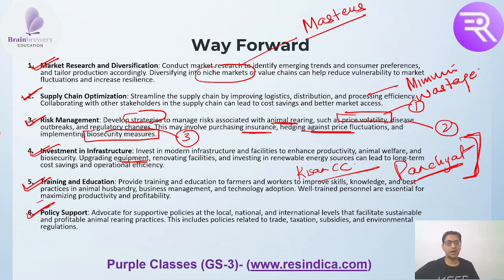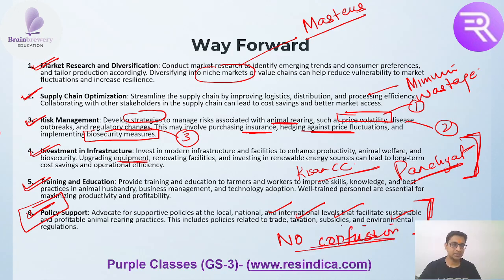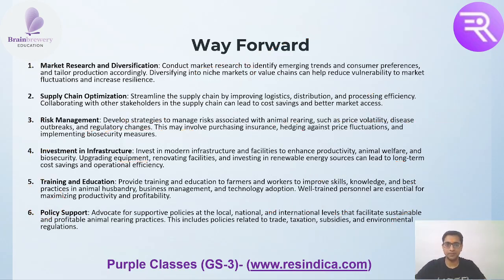Then there is policy support. Government should come up with a comprehensive policy for each part and each animal, covering things like trade, taxation, subsidy, and environmental regulation. So there should be no confusion in dealing with this. Okay, so there has to be policy support from the government, and all the confusion should be dealt with.